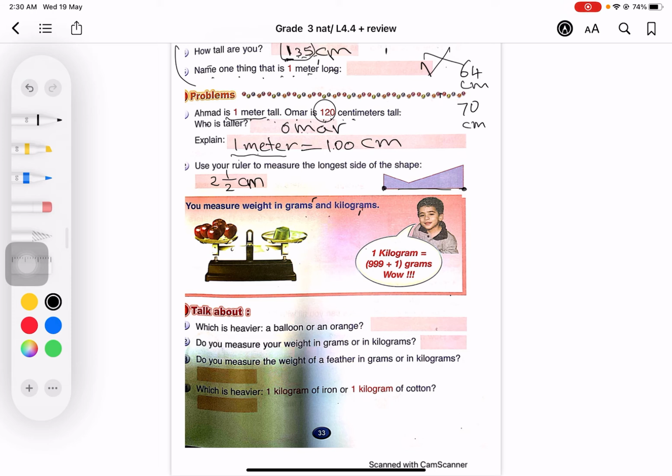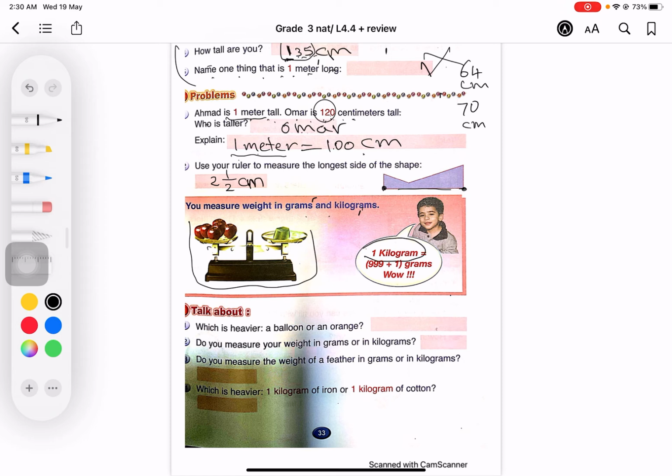It's 2.5 centimeters. Okay? It is 2.5 centimeters. You are going to use your ruler. Start from here until here. It's more than 2 with half.